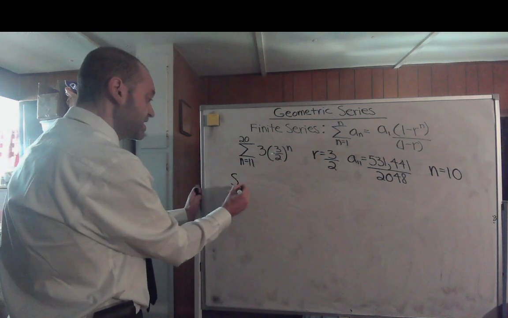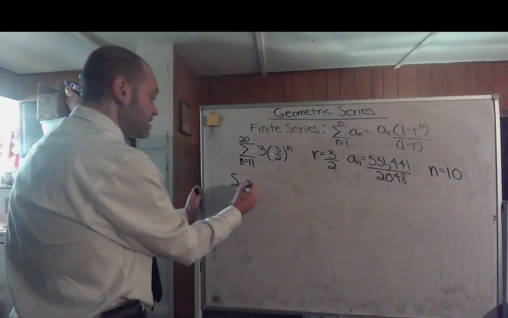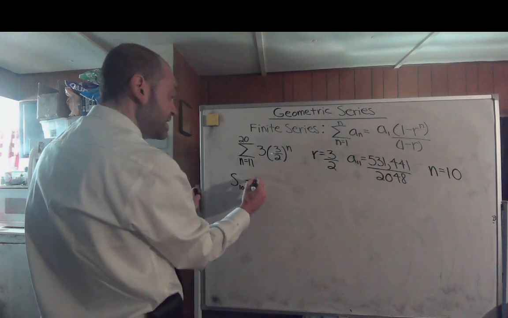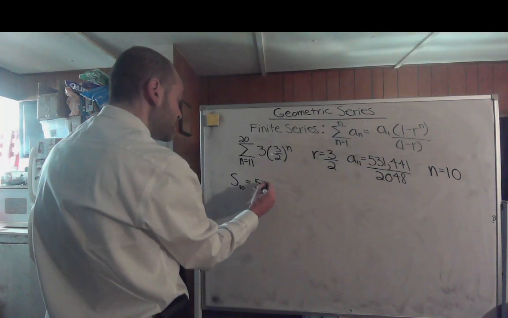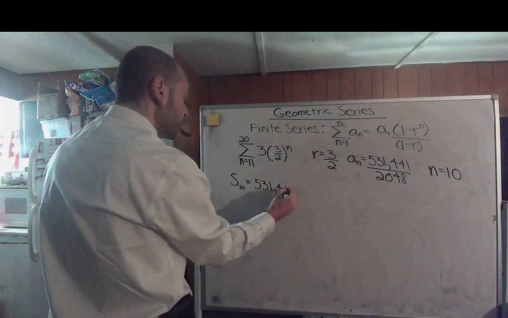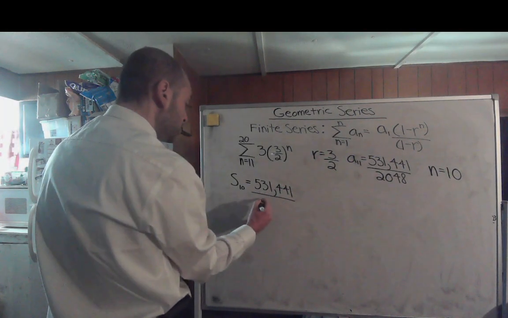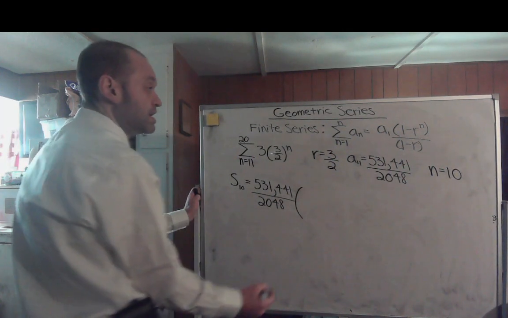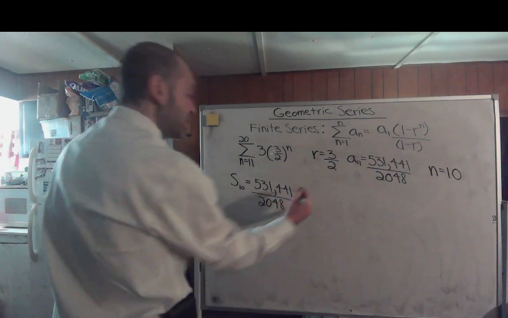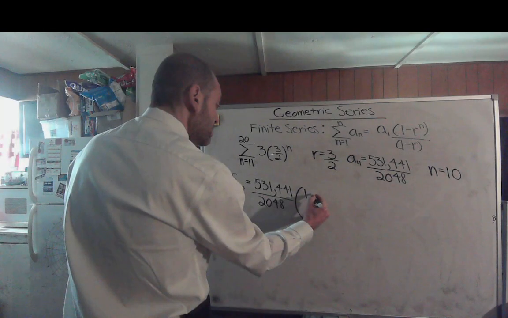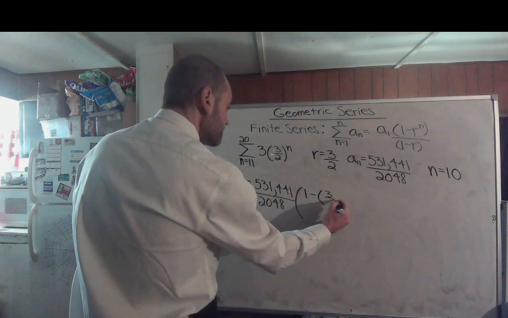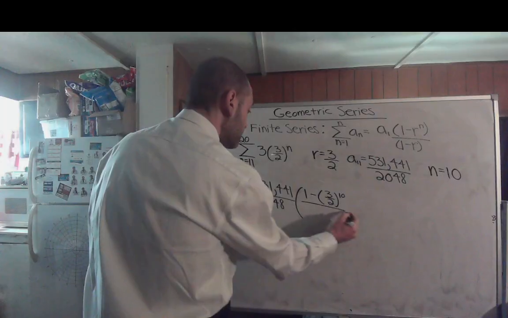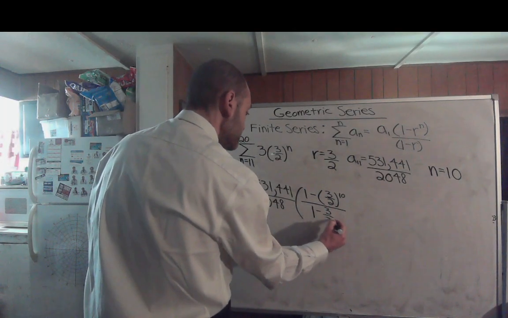So the sum of 10 terms is going to equal my first term here, which, since we're starting at 11, is my a sub 11 of 531,441 all over 2,048 times that 1 minus r to the n, so that'd be 1 minus my 3/2 only to the 10th power, since we only got 10 terms, all over 1 minus 3/2.